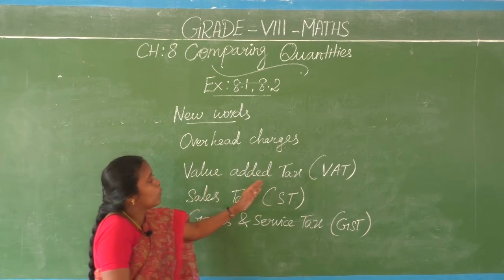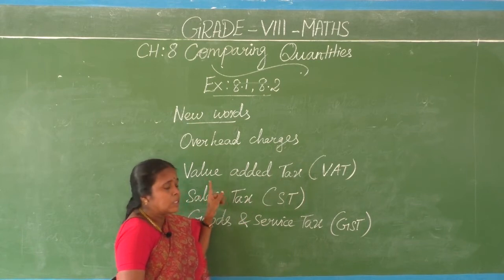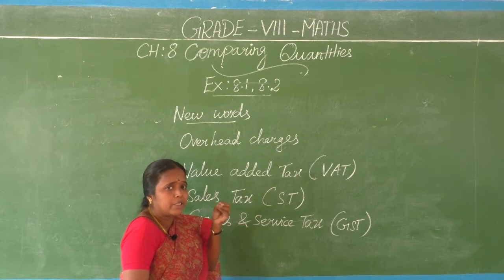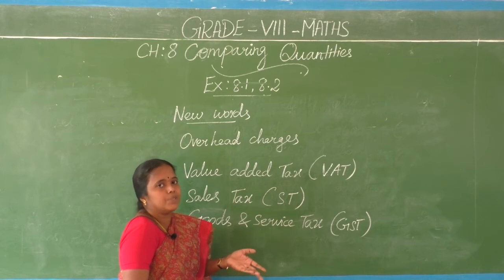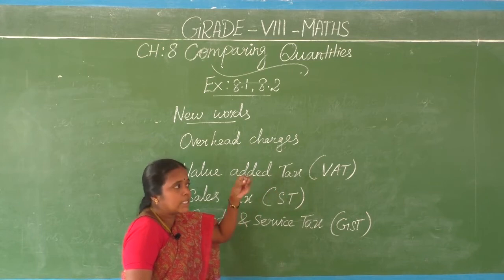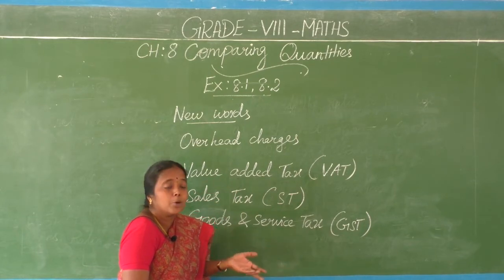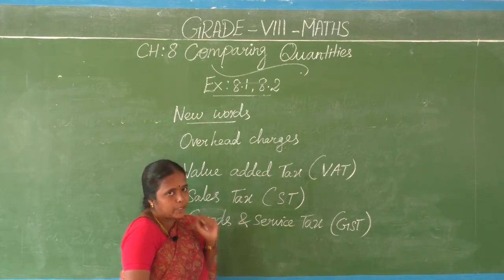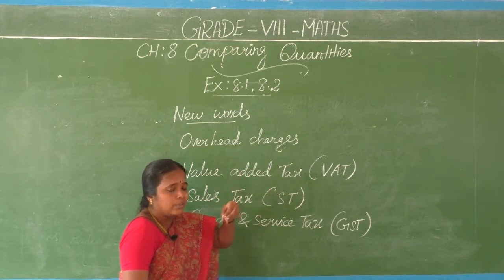Next thing, value added tax, VAT. This is fixed by the government. You are going to purchase some item in the shop. The shopkeeper will put some more value on that object. That extra value is called value added tax. The shopkeeper collects the amount from the customer and hands it over to the government. This is included with our object.